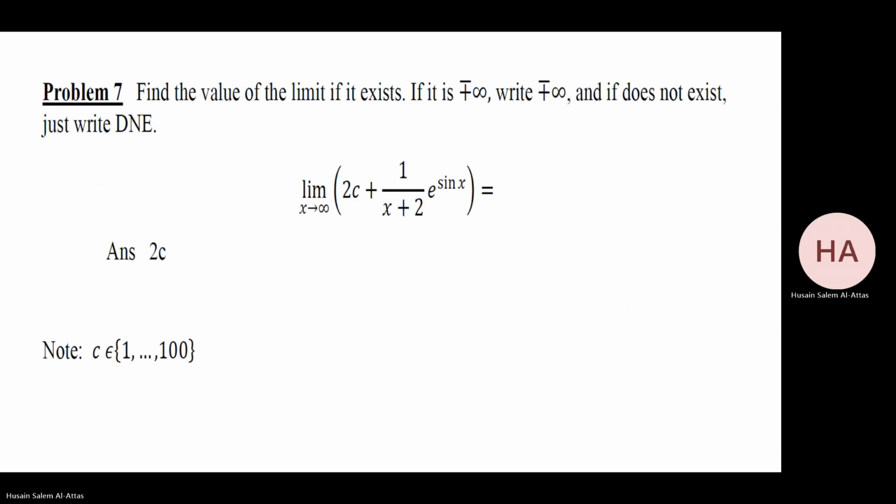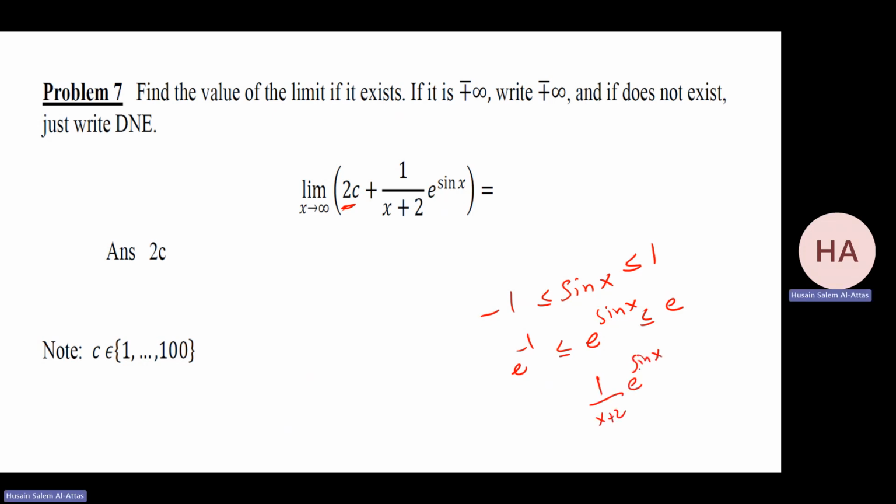Goes to infinity, or what? Yeah, we need to do the squeeze theorem, and we can add the value of c. So we know that sine x is between minus 1 and 1, and the exponential will not affect it. Actually, goes to infinity is not part of this, but it will be okay. So e to the sine x over x plus 2 is between 1 over e times x plus 2 and e over x plus 2. Add 2c here.